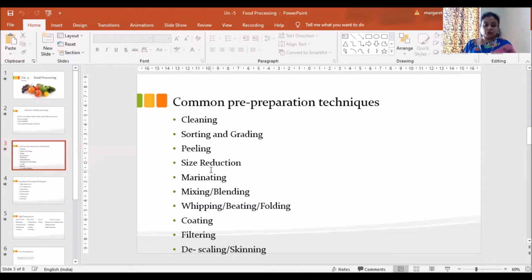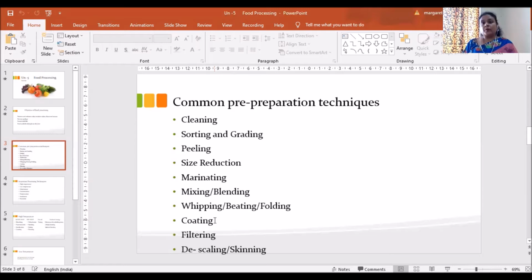Then size reduction. So different kinds of cuts that you do, where you cut or you chop or you do it into dices, slices, julienne, etc. Then you have marination. So different kinds of marination that you follow depending on the requirement. Then mixing and blending, again depending on the requirement. And whipping, beating and folding, that also depends on the requirement. If you're making a cake, or you're beating the egg, or you're whipping the cream, etc.